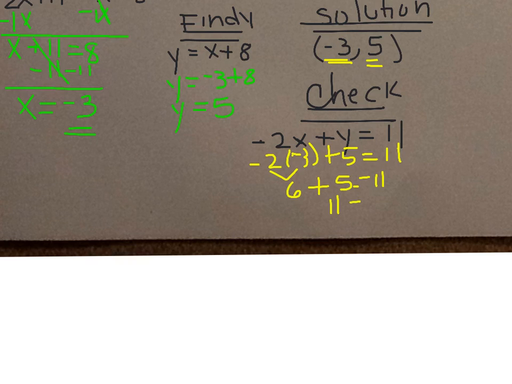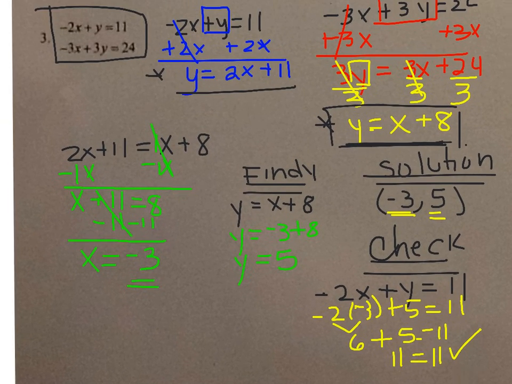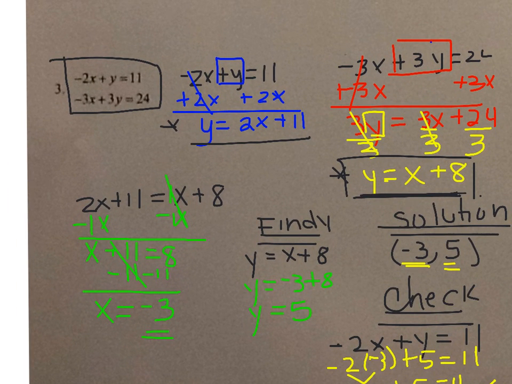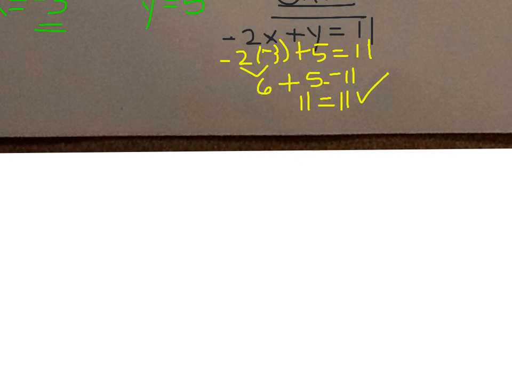6 plus 5 is 11, equals 11. Check. All right, let's look at the other equation. Negative 3x plus 3y equals 24.